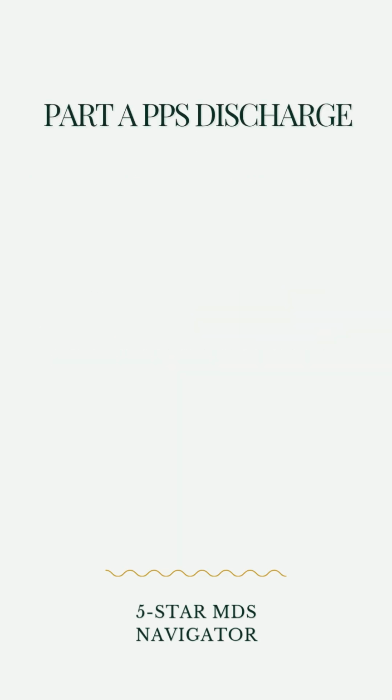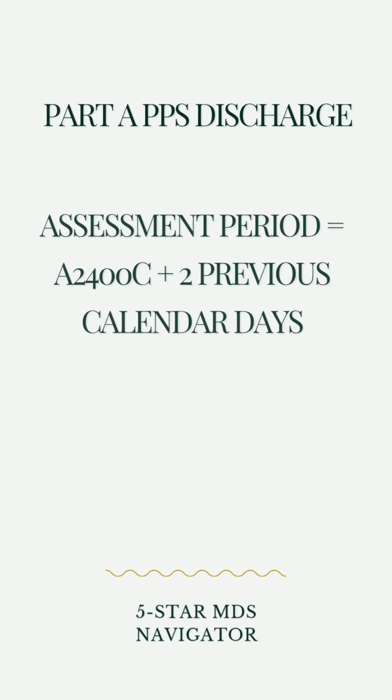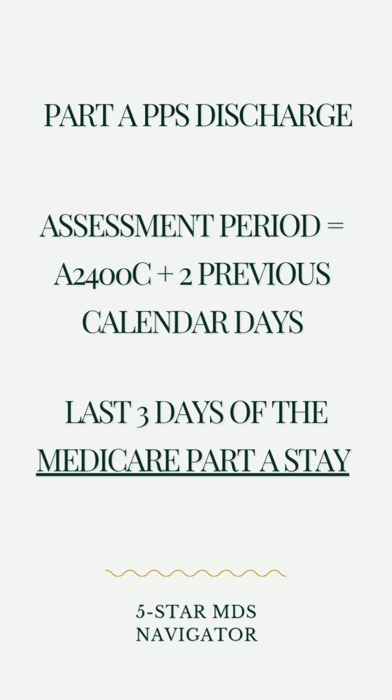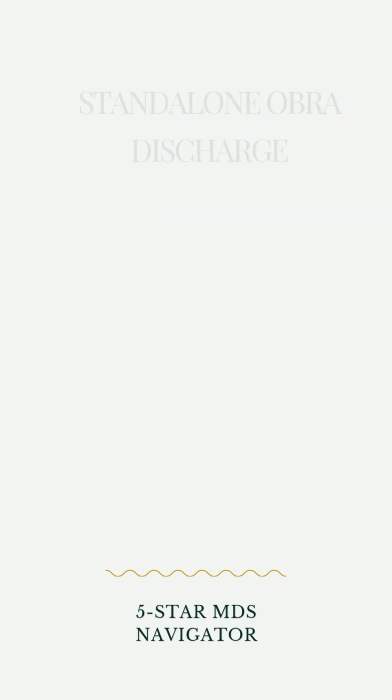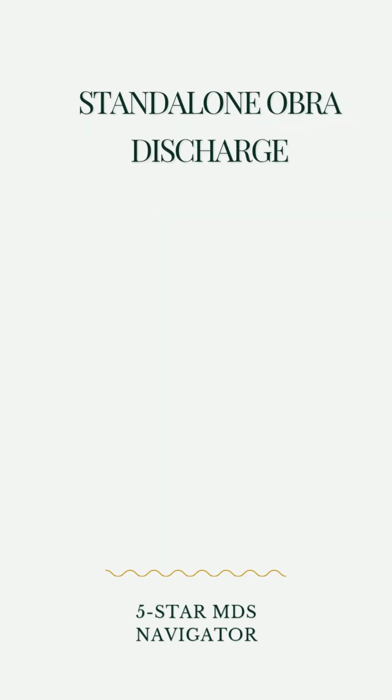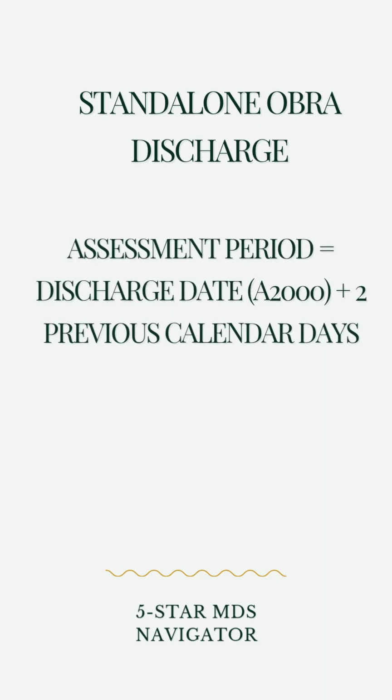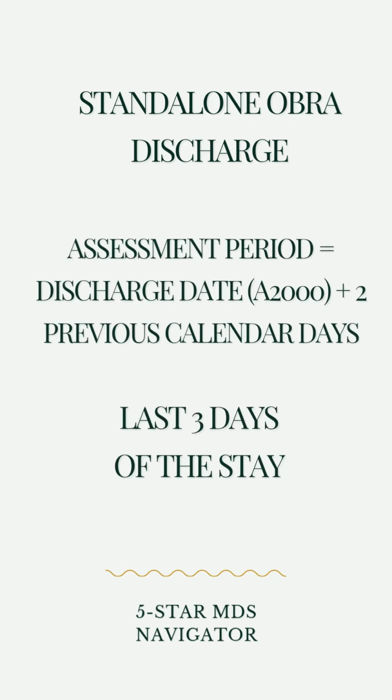For a Part A PPS discharge, whether standalone or combined, the Section GG discharge window is the last 3 calendar days of the Medicare Part A stay. That includes the Medicare end date, A2400C, plus the 2 previous calendar days. For a standalone OBRA discharge assessment, the Section GG assessment period is the last 3 days of the stay, ending with the discharge date in A2000 and including the 2 prior calendar days.